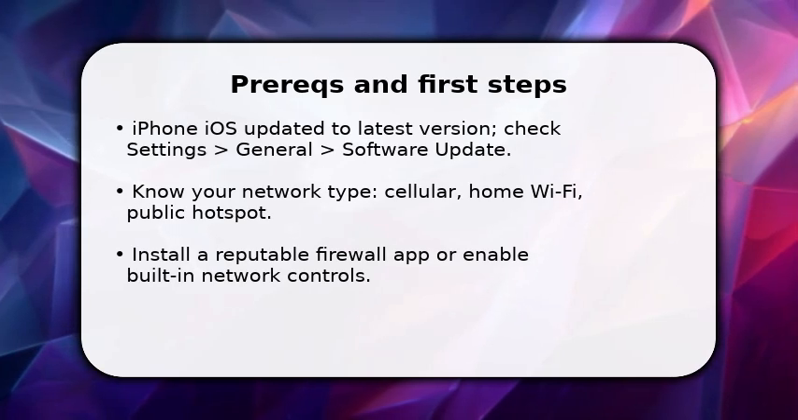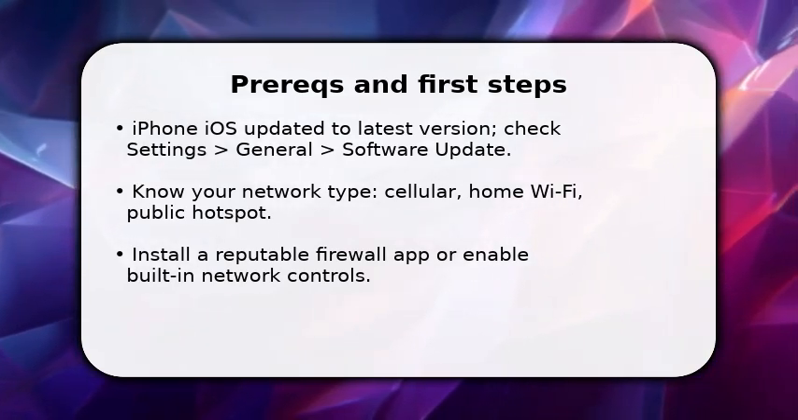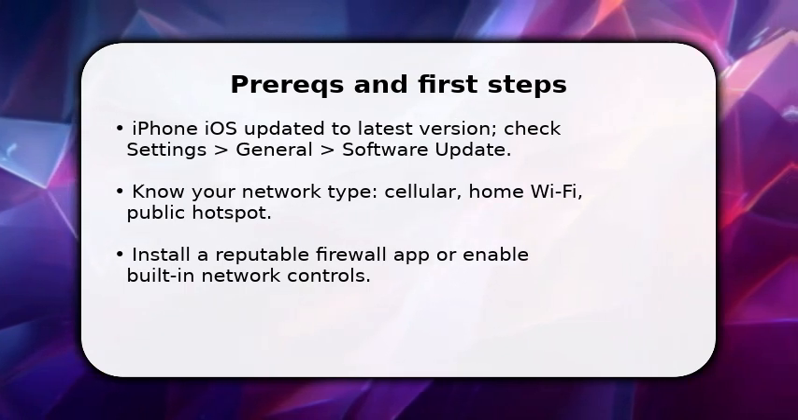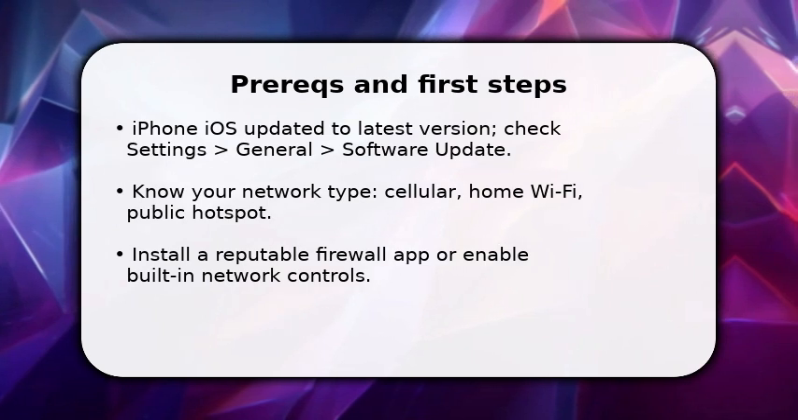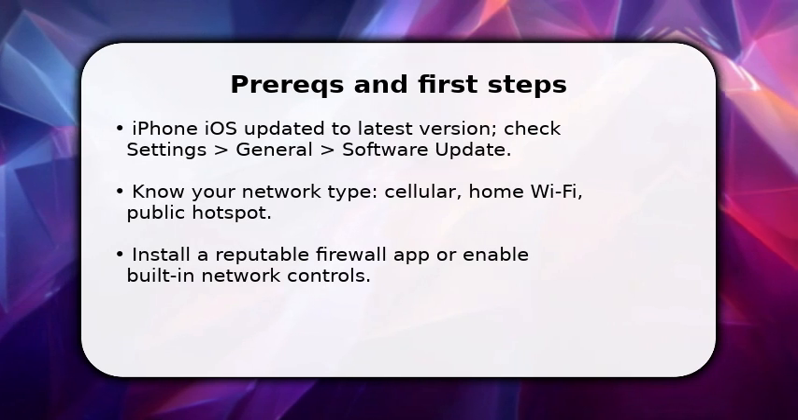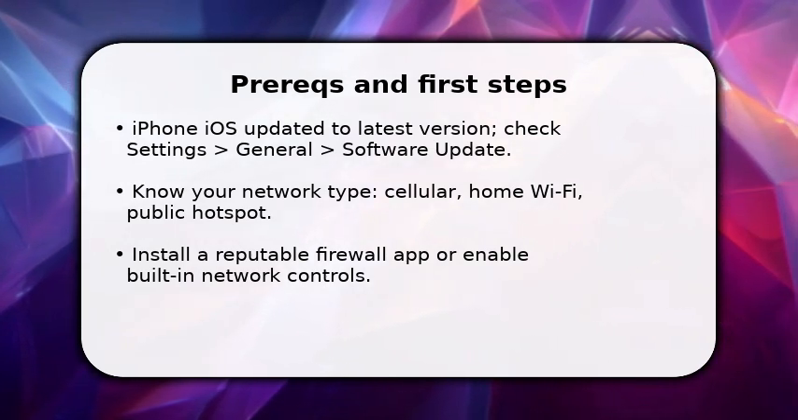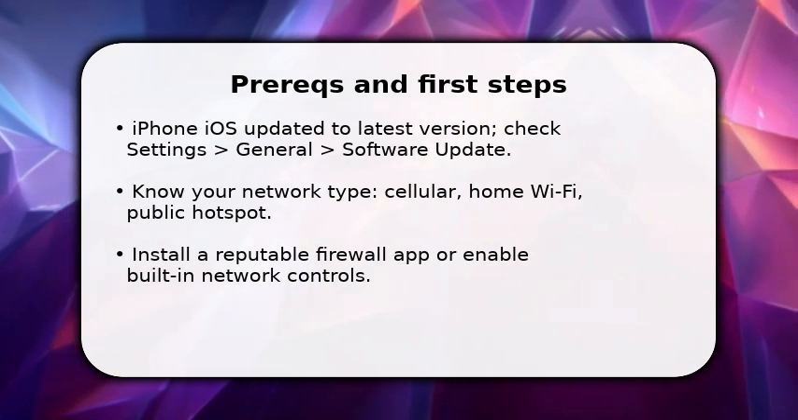You start by confirming your iPhone runs the latest iOS and that you have an active Apple ID. This ensures firewall features and apps behave correctly. Once done, decide whether you'll use built-in controls or a third-party firewall app. Both need network permission. You should connect to the network you want to control so rules apply immediately.